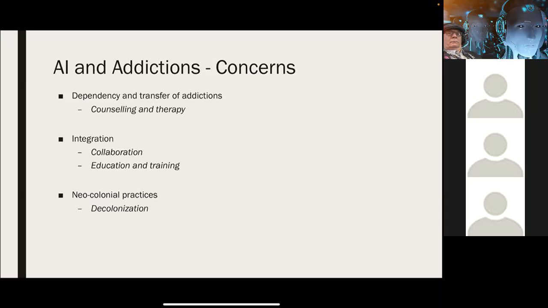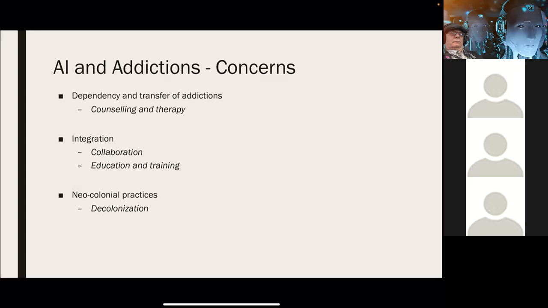So we need to also be able to kind of remove, not only, sorry, let me restart that. There needs to be a focus on not just AI and new technologies taking over what we are currently providing, but including AI and technologies as part of the circle of relationships in order to achieve positive treatment outcomes and management of addictions.